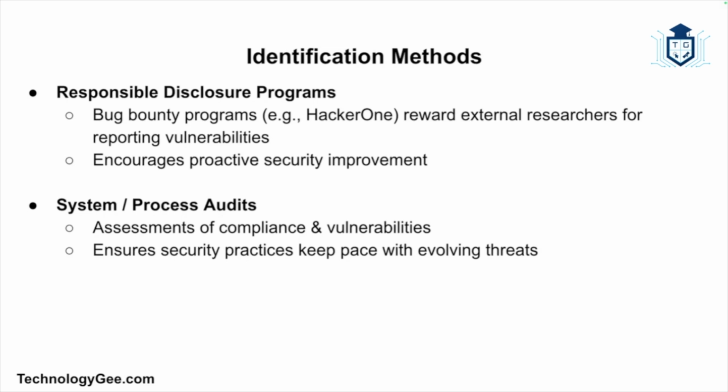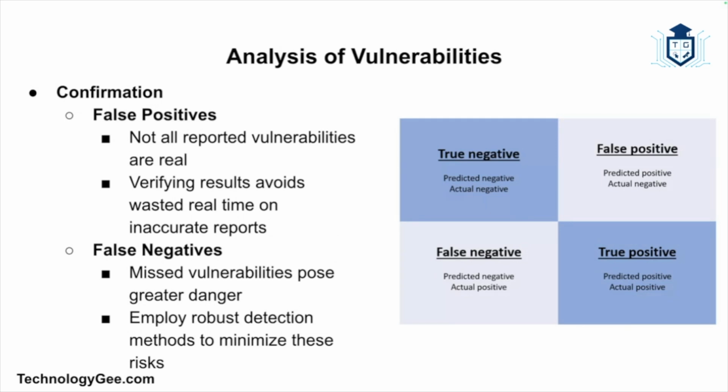And then we have system process audits. Audits assess processes and systems for compliance and vulnerabilities, and regular audits ensure that security practices evolve with threats. All right, so moving on to analysis. Once vulnerabilities are identified, we need to analyze and prioritize them. And here's how we do it.